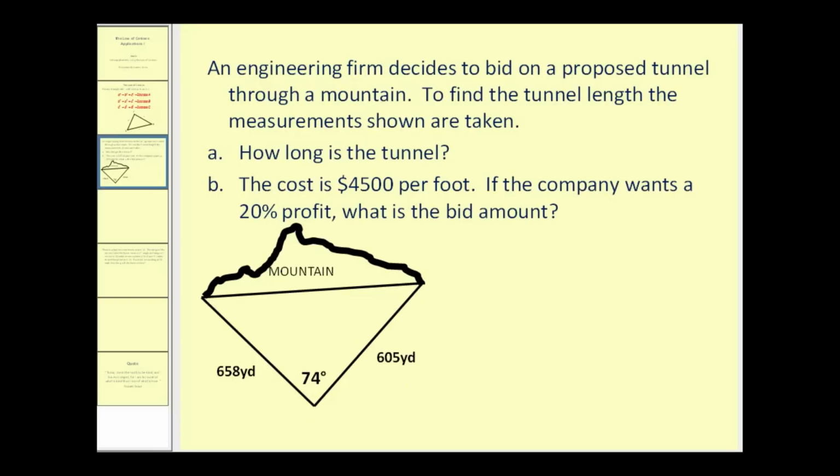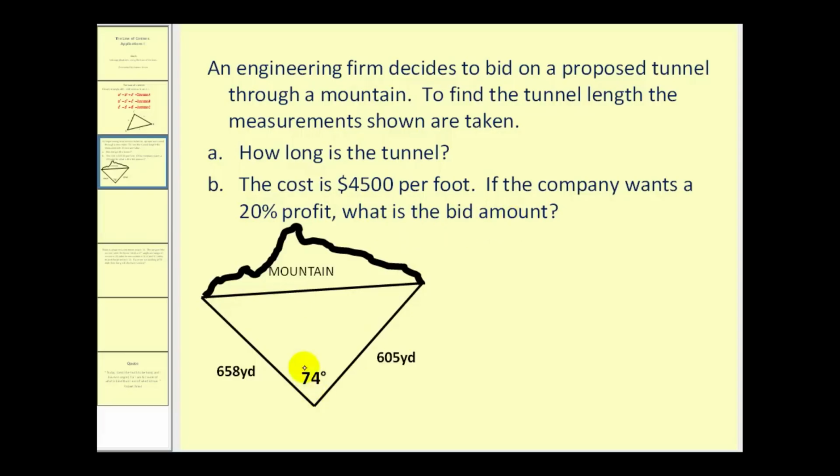An engineering firm decides to bid on a proposed tunnel through a mountain. To find the tunnel length, the measurements shown are taken. Part A, how long is the tunnel? Part B, the cost is $4,500 per foot. If the company wants a 20% profit, what is the bid amount?